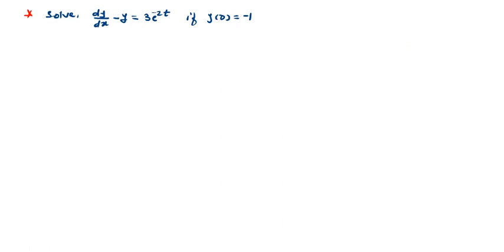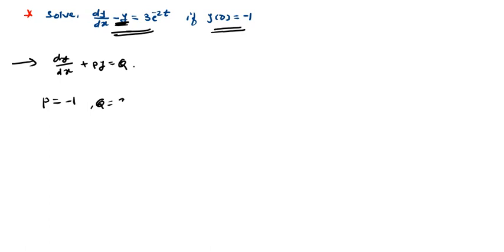Now next example, we have to find the solution for this given linear differential equation. Clearly it is linear in y, and also to find what will happen when y of 0 is equal to minus 1. So firstly, by our usual method, we will try to find its solution. If we compare this with our general linear differential equation in y, this will be dy by dx plus p into y is equal to q, where the value of p is minus 1 here. The coefficient of y is minus 1, so p will be minus 1 and q will be 3 into e to the power minus 2t.